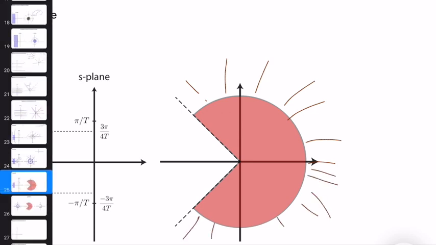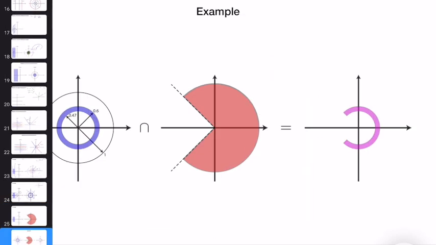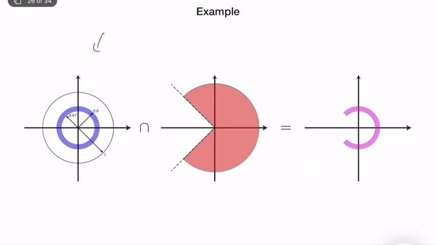So what I did is I found this first using one piece of information. I found this using another piece of information. I know that my region is the intersection of these two. So if I intersect these two, I will obtain this final result.